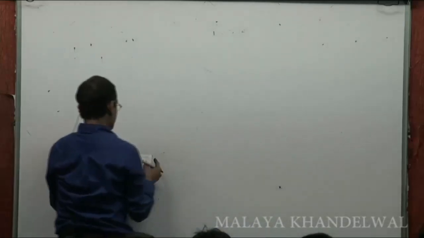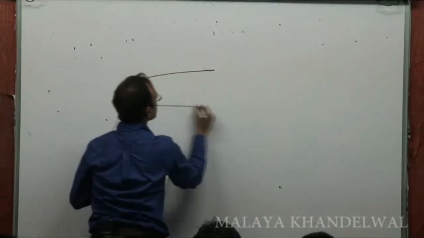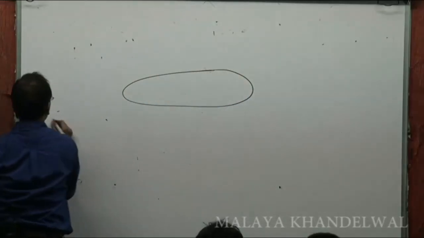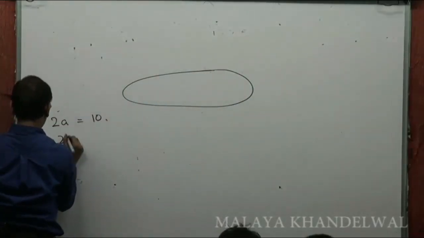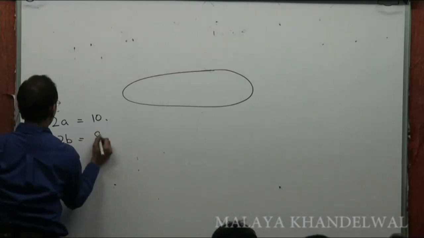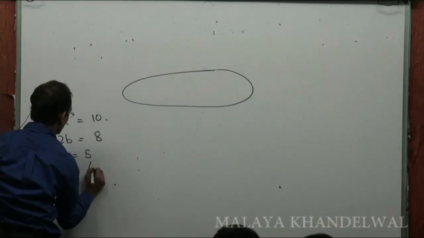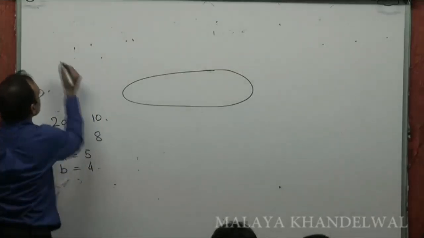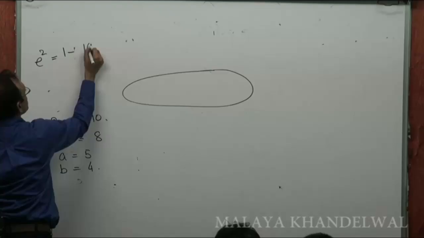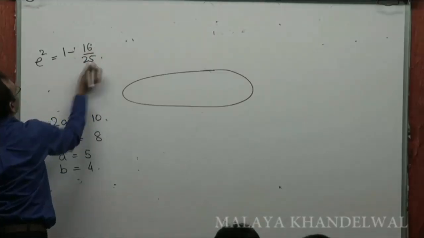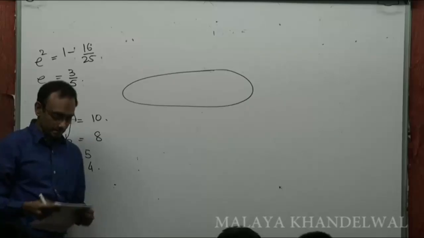So this is an ellipse which is drawn with major axis 2a equal to 10 and 2b equal to 8. So a is 5 and b is 4, right? So e squared is 1 minus 16 by 25. E must be 3 by 5, right?